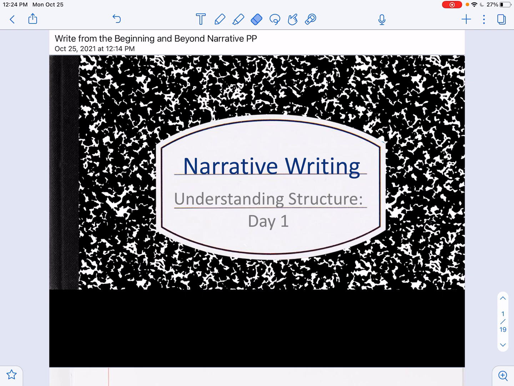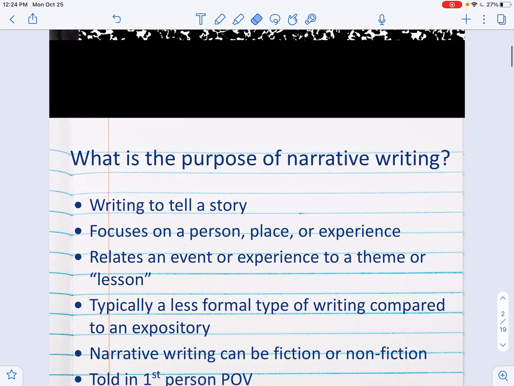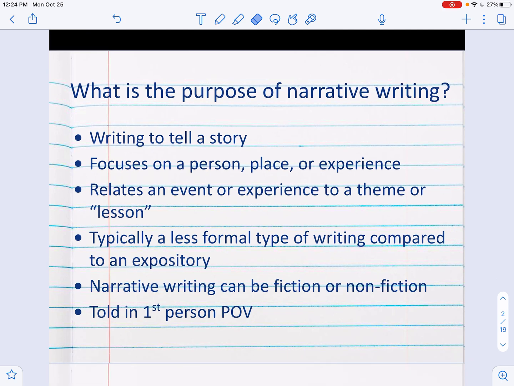So this is narrative writing and understanding structure, day 1. What is the purpose of narrative writing? So purpose is why. Why do we do personal narratives? It's writing to tell a story. It focuses on a person, place, or experience. It relates an event or an experience to a theme or lesson. It's typically a less formal type of writing compared to an expository. Narrative writing can be fiction or nonfiction. It's told in first-person point of view.